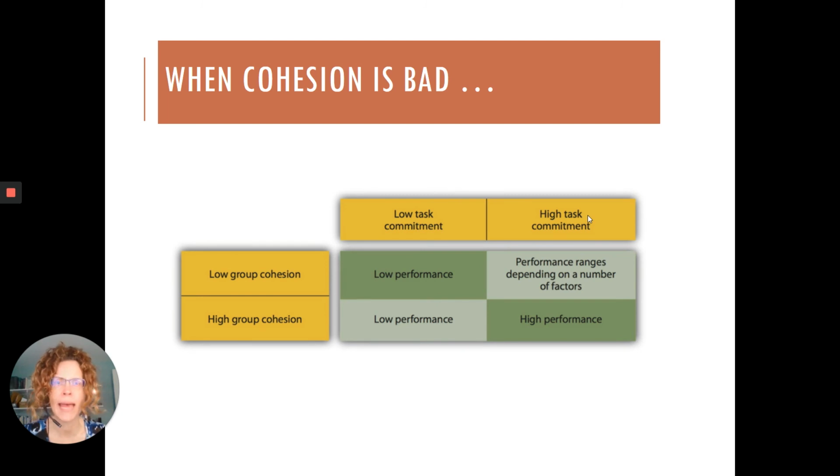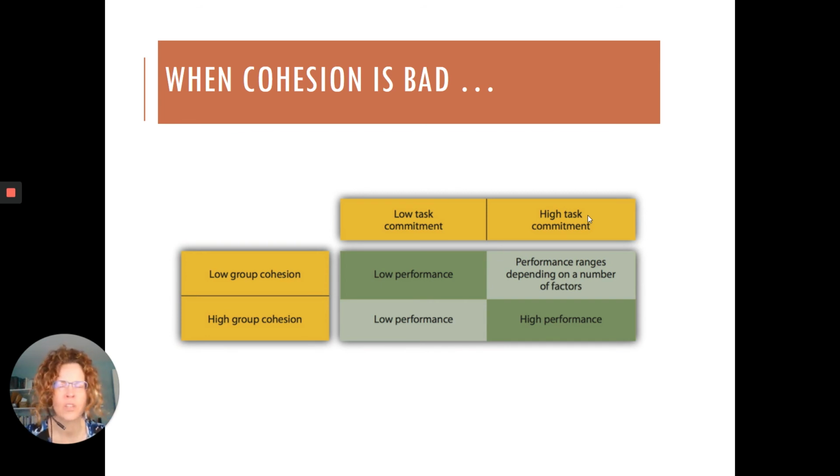When cohesion is bad, what happens? Well, so we've got low group cohesion, high group cohesion on the y-axis. And then on the x-axis, low task commitment, high task commitment. If you've got a group where the cohesion is low, so they don't stick together that great, and the people in the group aren't very committed to getting the job done or doing it well, you're not going to get very good performance.